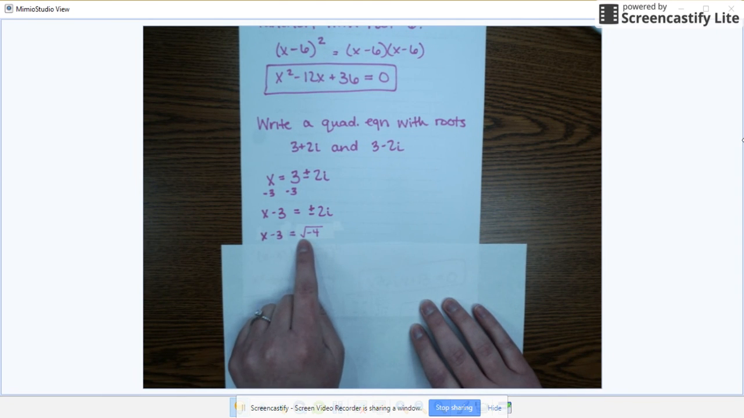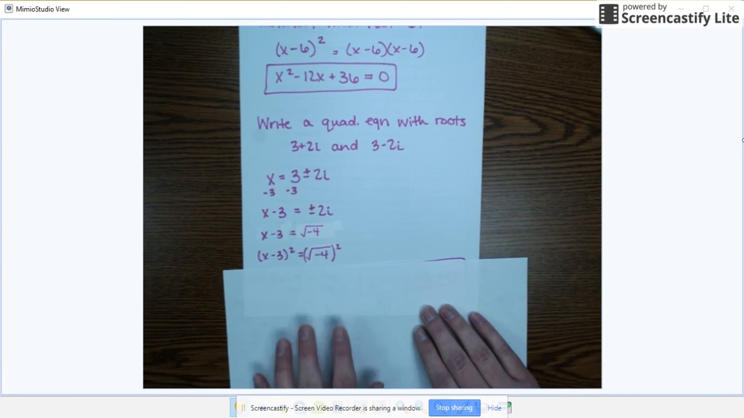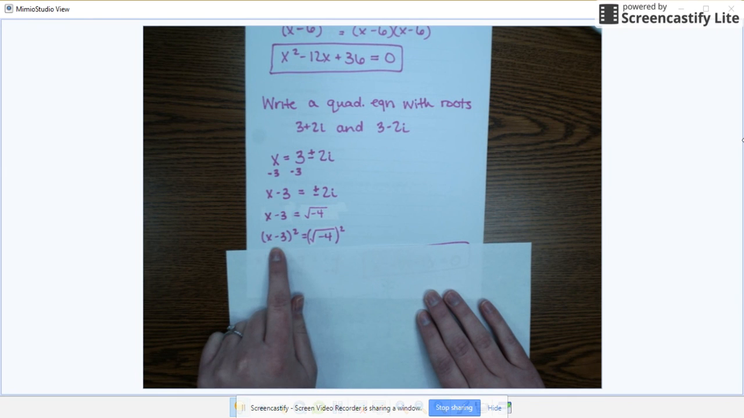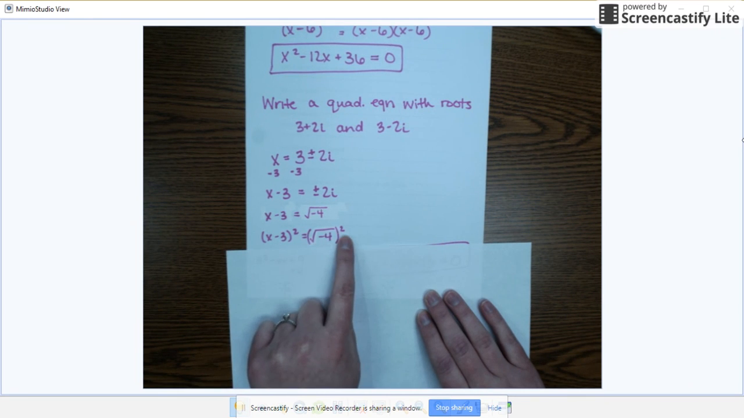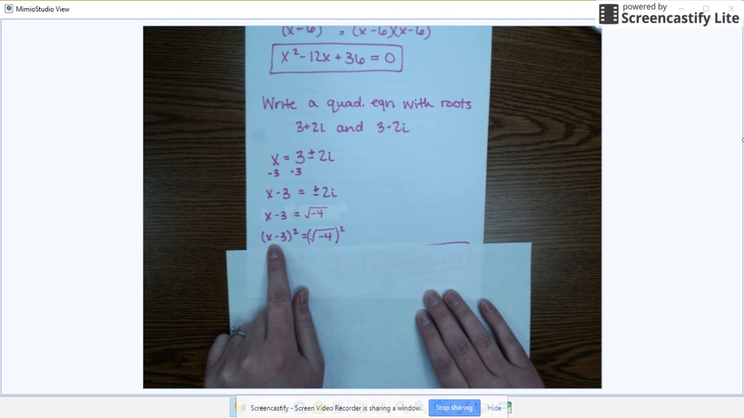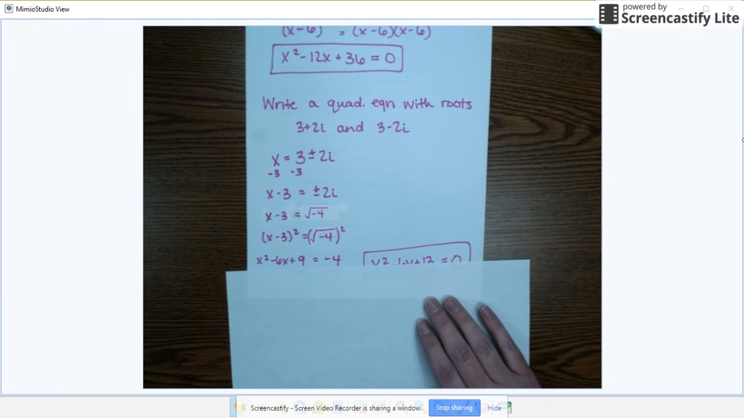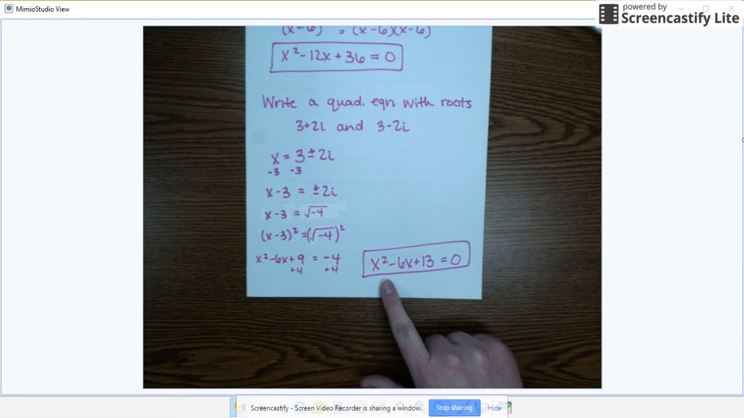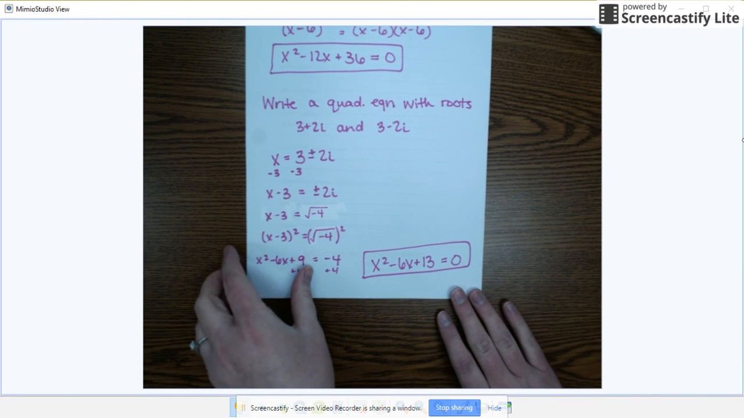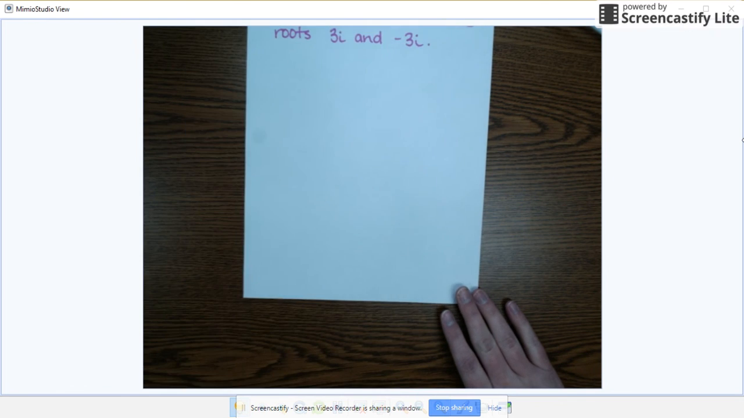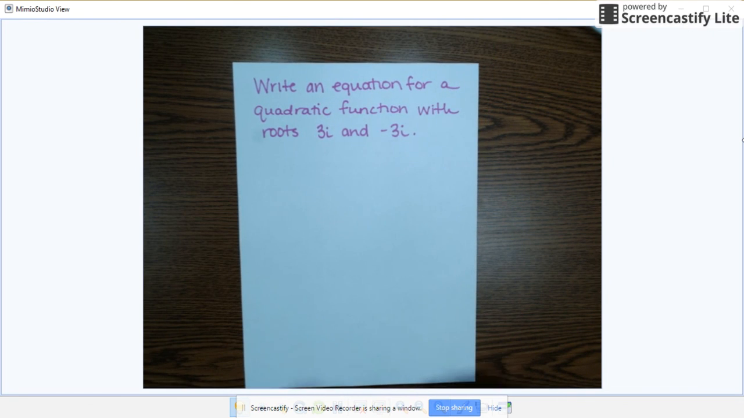And now we have this square root that we want to get rid of. To get rid of a square root, the inverse operation would be to square both sides. So we square both sides. On the left side, we have to FOIL, and on the right side, the square root and the square cancel. So on the left side, we're going to have x squared minus 6x plus 9 equal to -4. And our last step would just be to add that 4 to the left side, leaving you x squared minus 6x plus 13. So the last thing I would like you to do is to write a quadratic function with the roots 3i and negative 3i.